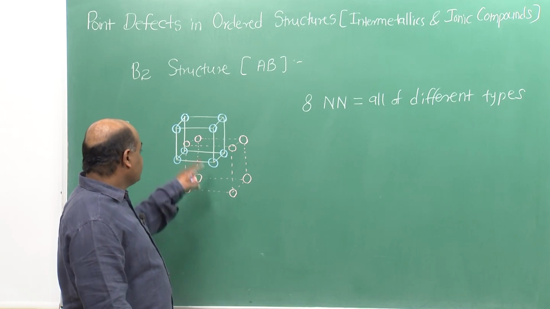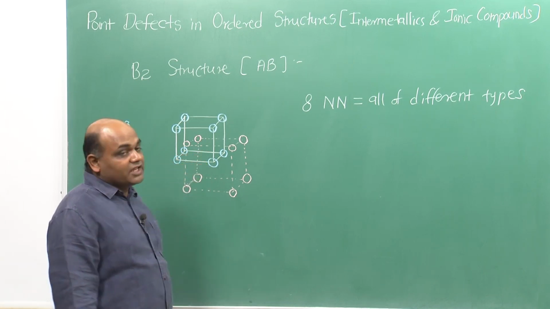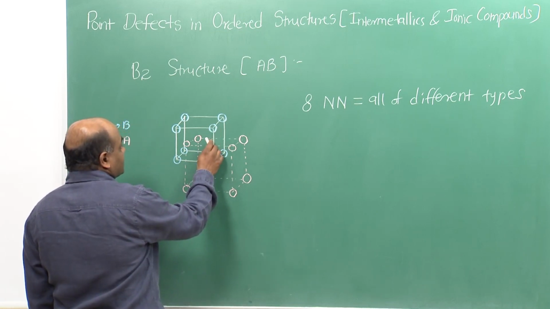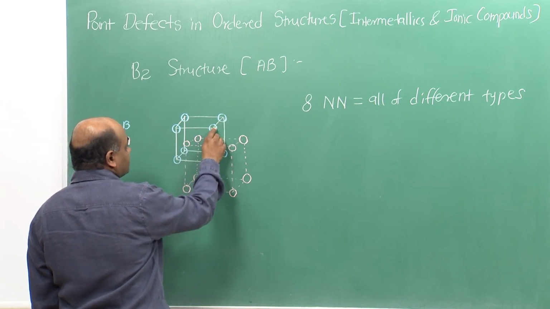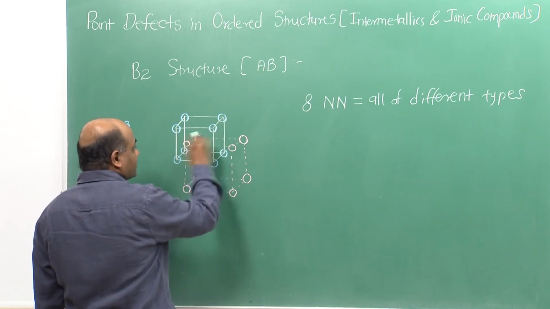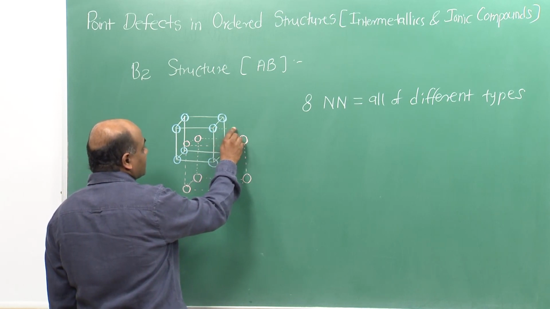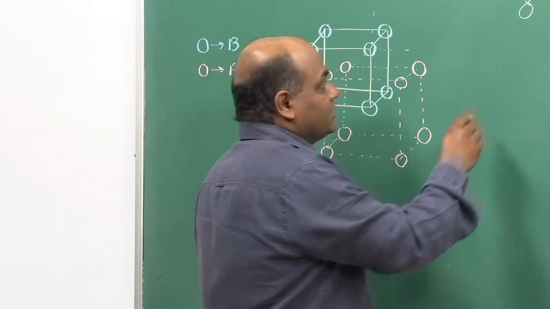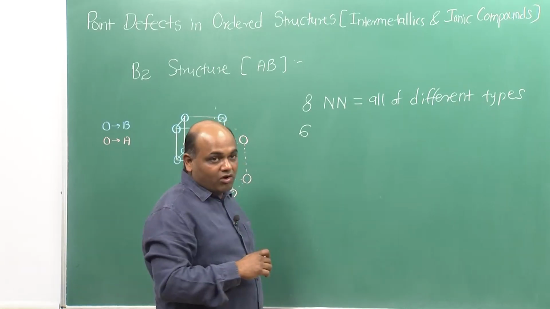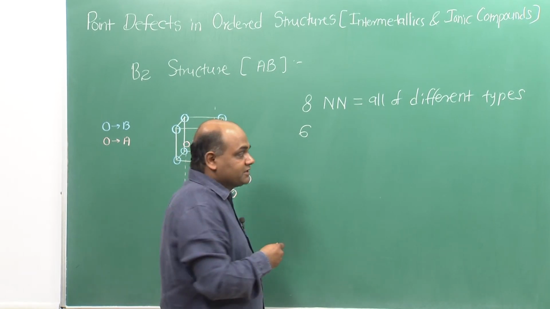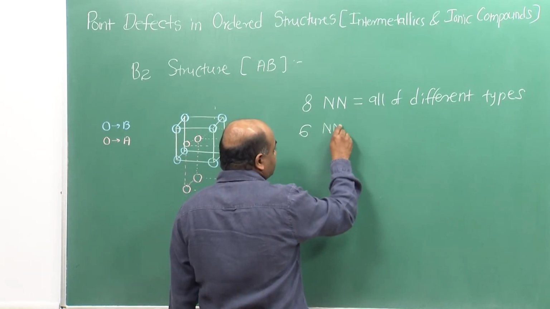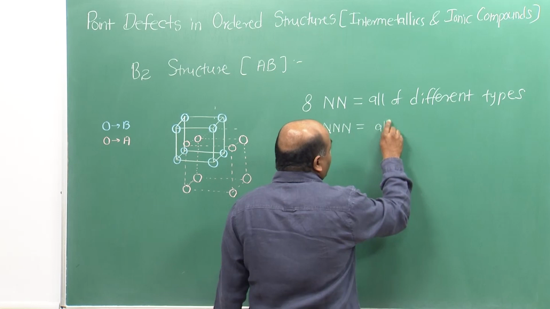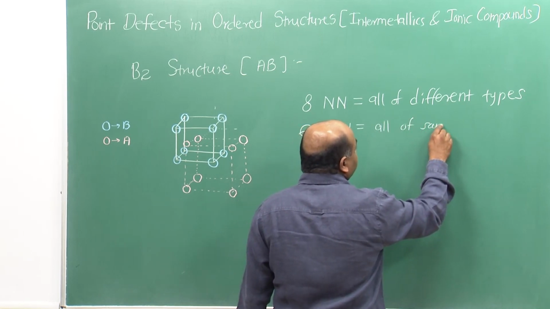And each atom has 6 second nearest neighbors. So, if you consider any corner atom, for example, you can see the 3 next nearest neighbor within this cube itself, and the 3 you can imagine, one on the right, one on top, and one in the cube in front. So, there are 6 second nearest neighbor, or what we call as next nearest neighbor. Let us denote it by triple N, 6 next nearest neighbor, and all of same type.